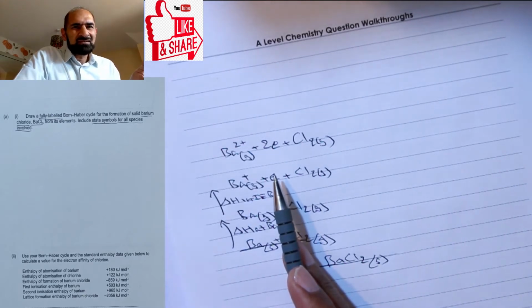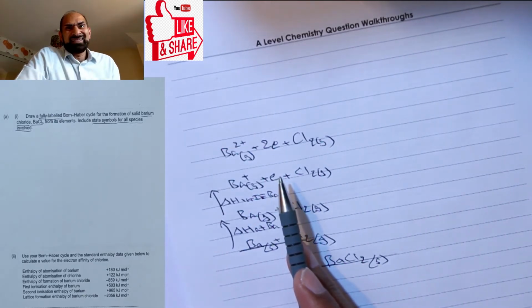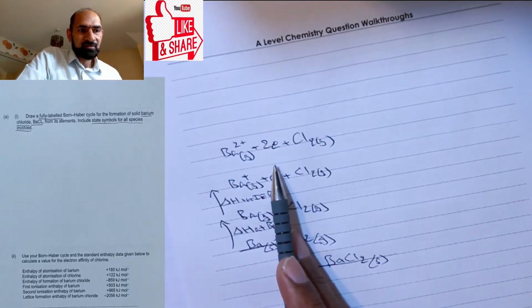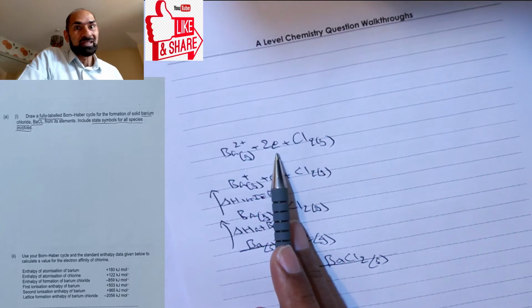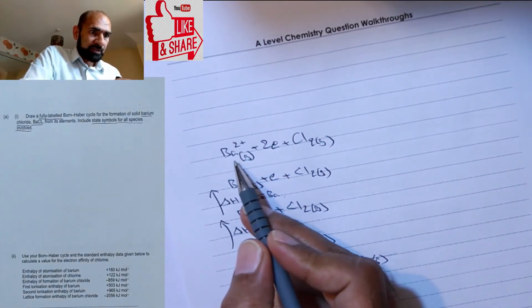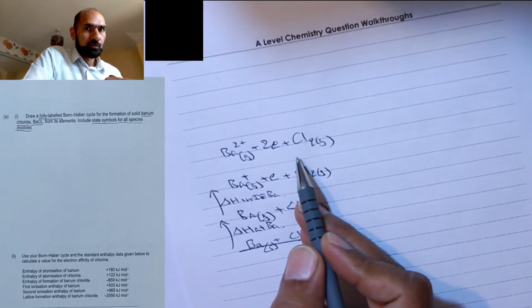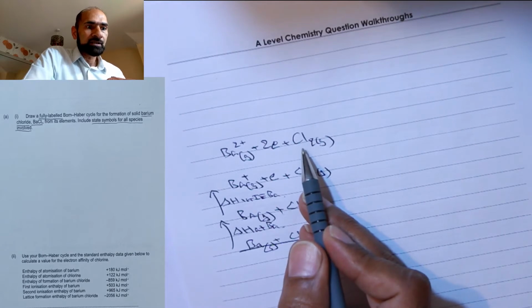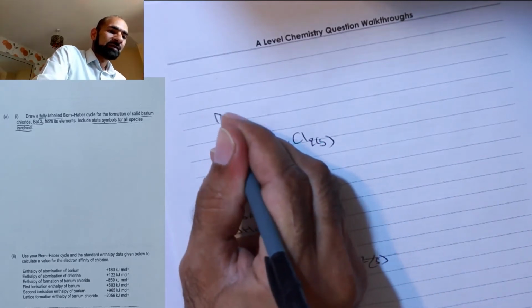Now, state symbols for electrons: you don't need to put state symbols for electrons. It's accepted. So don't worry about the state symbol for the electrons themselves. Okay, now barium is ready to react. Now I need to deal with chlorine because chlorine's not ready. And so the first thing I need to do is atomize the chlorine. But remember I need to carry the barium on.